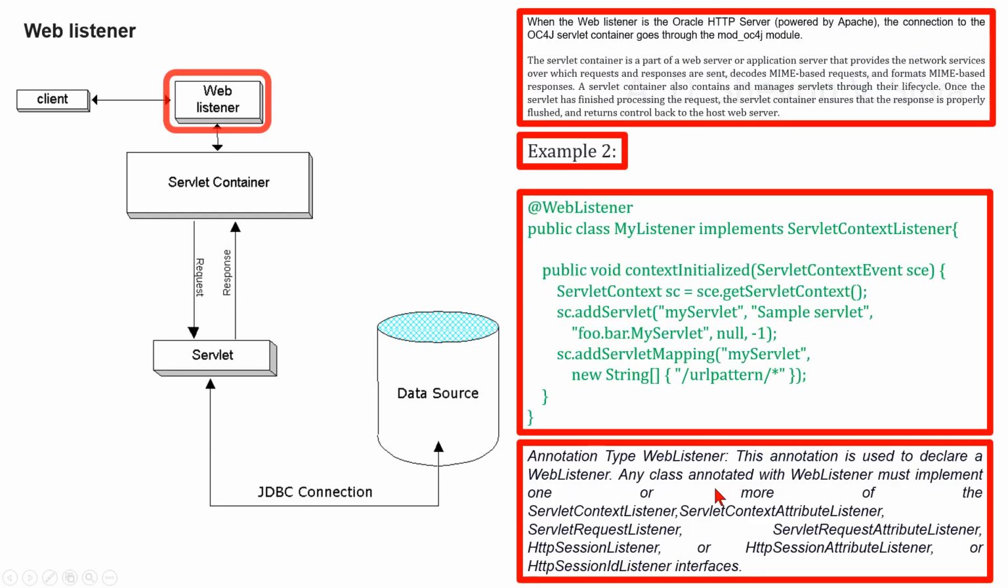Here you can see an annotation type, WebListener. This annotation is used to declare a web listener. Any class annotated with WebListener must implement one or more of the ServletContextListener, ServletContextAttributeListener, ServletRequestListener, ServletRequestAttributeListener, HttpSessionListener, HttpSessionAttributeListener, or HttpSessionIdListener interfaces.